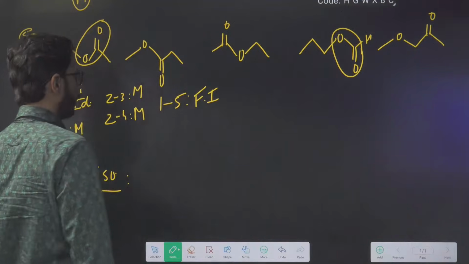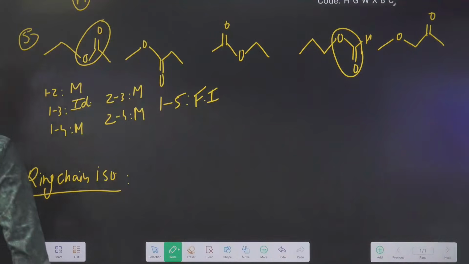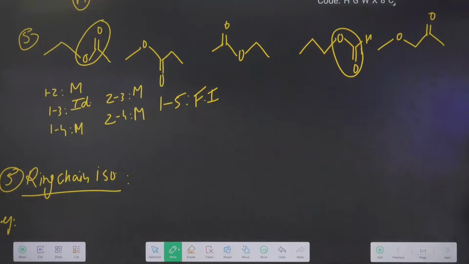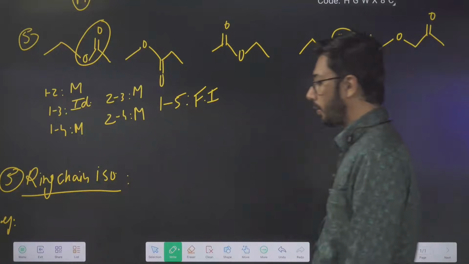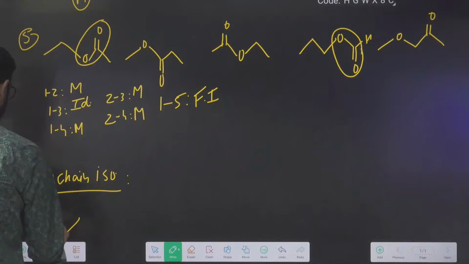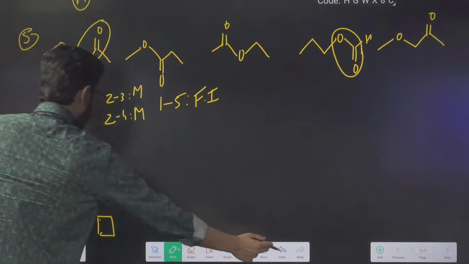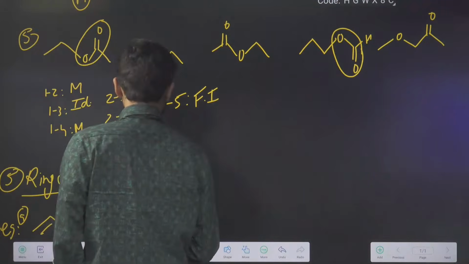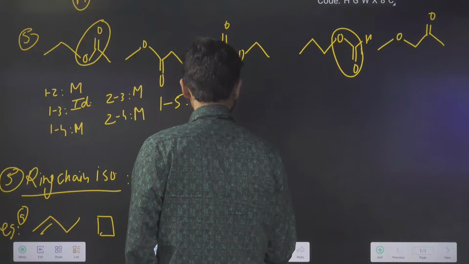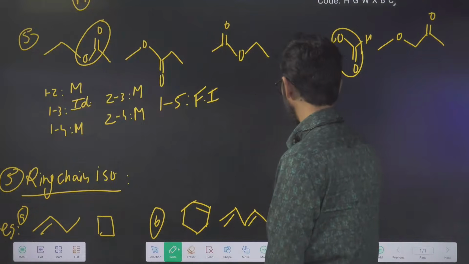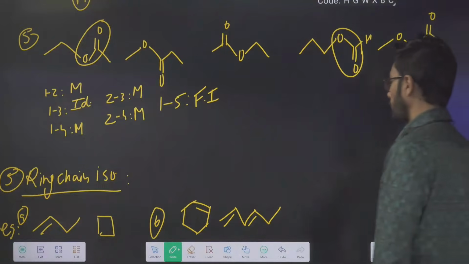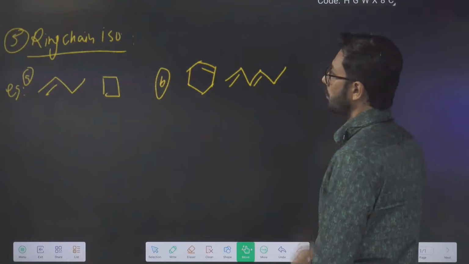Ring chain isomerism. Write down compounds having the same molecular formula, where one compound is open chain and the other is cyclic.